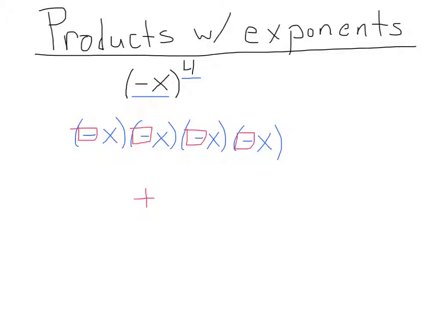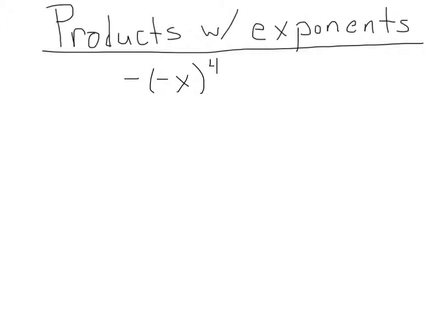Then we don't have any numbers to deal with, so we are going to write out our x, and we have 1, 2, 3, 4 of them. So we have a positive x to the 4th as our answer.